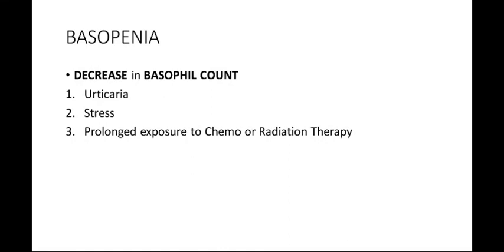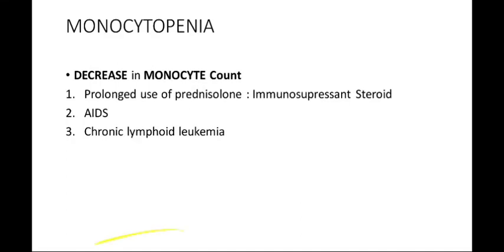Now basopenia. Basopenia or basophilic leukopenia is decrease in basophil count. It occurs in urticaria, stress and prolonged exposure to chemo or radiotherapy. Then we will see monocytopenia. Monocytopenia is decrease in monocyte count. It occurs in prolonged use of prednisolone. This is an immunosuppressant steroid drug. Then second, in AIDS and chronic lymphoid leukemia.